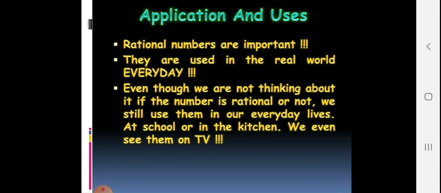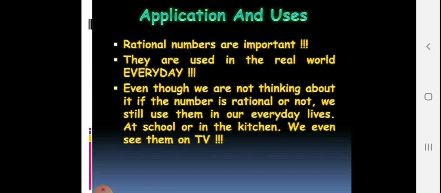Now what are the applications and uses? Rational numbers are very important. They are used in the real world every day. Even though we are not thinking about whether the number is rational or not, we still use them in our everyday life. At school or in the kitchen, we see them on TV.